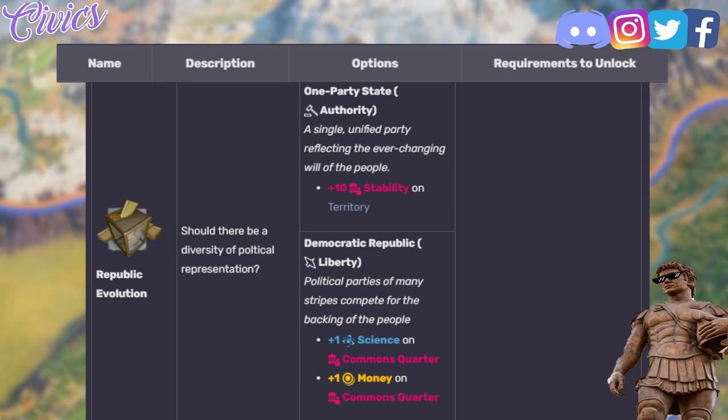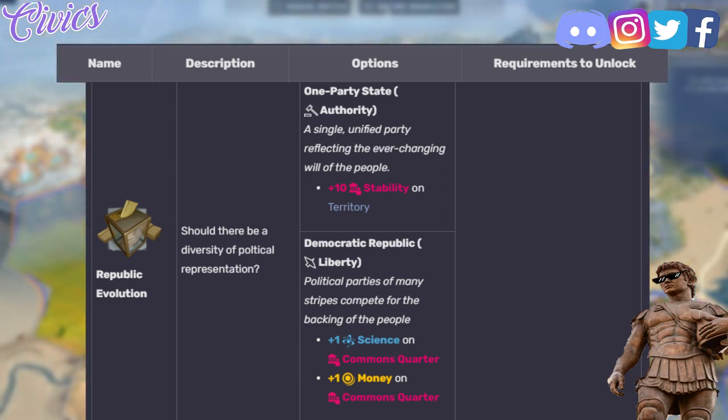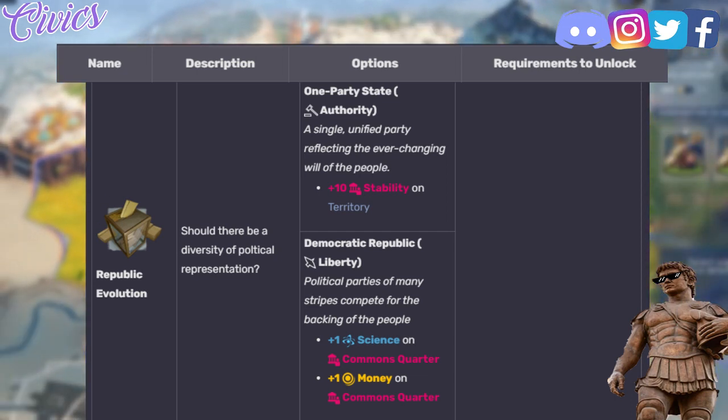Republic evolution. Should there be a diversity of political representation? Option A, one-party state, authority, a single, unified party reflecting the ever-changing will of the people.